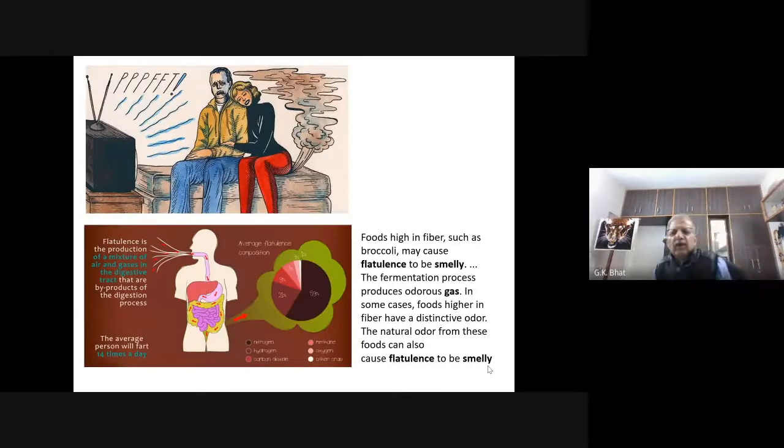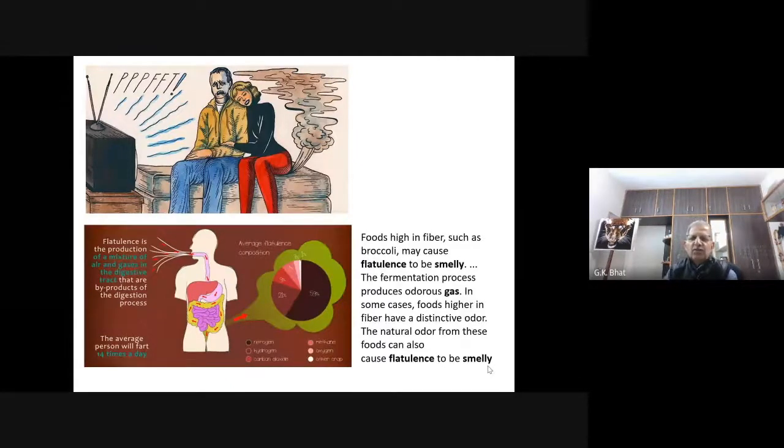Foods high in fiber, such as broccoli, may cause flatulence to be smelly. She is resting coolly. Poor guy. Husband and wife watching TV. No courage to walk away. He'll be blasted. See that? May cause flatulence to be smelly.